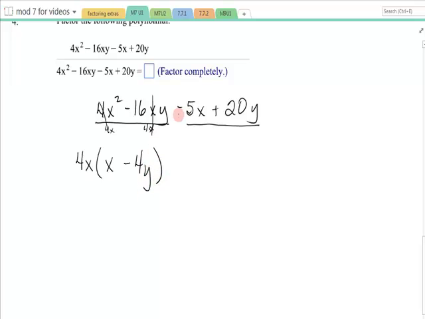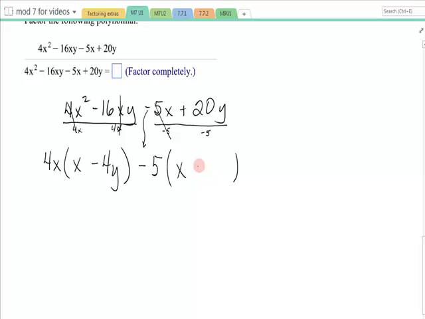Now, this is the first time this has happened to us, but that sign is negative. That means that when I find my little factor that I can factor out of this group, it's going to be a negative factor. 5 goes into both of these, so what I'm going to divide out is negative 5. If you don't see it as negative 5, the signs will mess up. Negative divided by negative is positive, and the 5's divide out, and we have positive x. Positive 20 divided by negative 5 is negative 4, and there is a y.